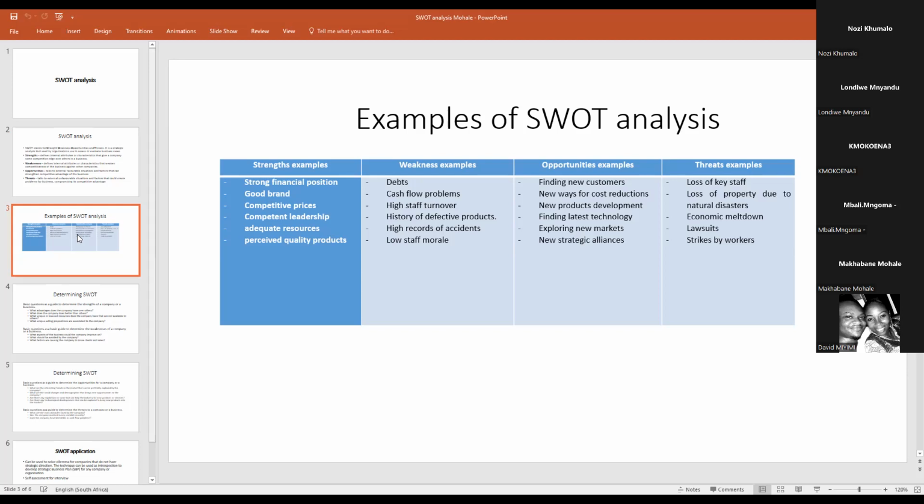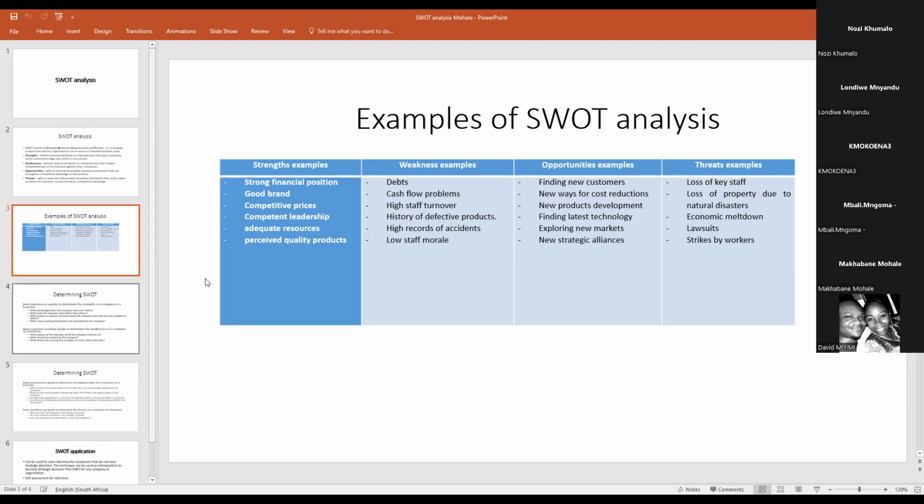For opportunities, I picked about 4 or 5 examples as well. These are finding new customers, new ways for cost reductions, new product development, finding the latest technologies, or exploring new markets or new strategic alliances. For threats, I picked also a couple of examples that include loss of key staff, loss of property due to natural disasters or economic meltdown, lawsuits, or strikes by workers.